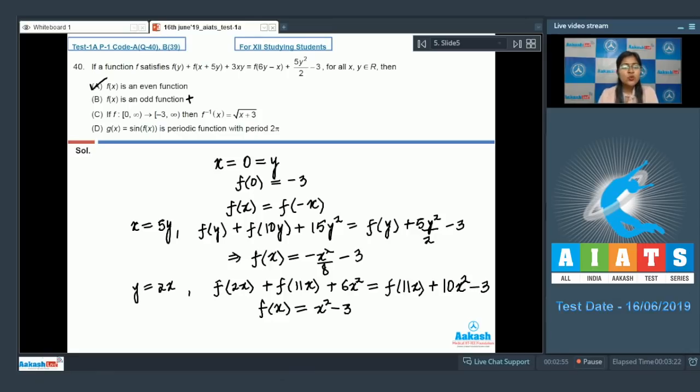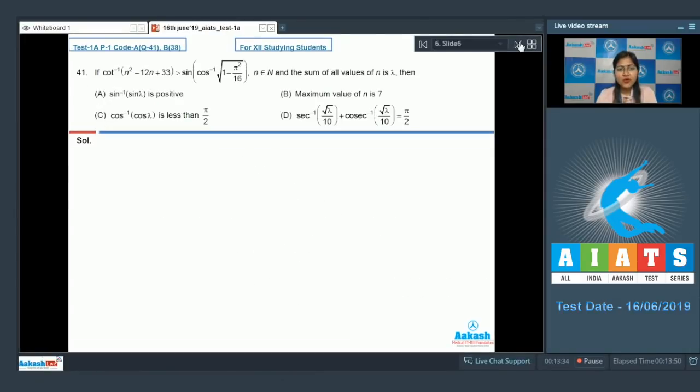Now, it can be seen that both of these functions do not satisfy the given functional equation for all x, y belongs to R. Hence, option number C is incorrect. So, only answer will be option number A.